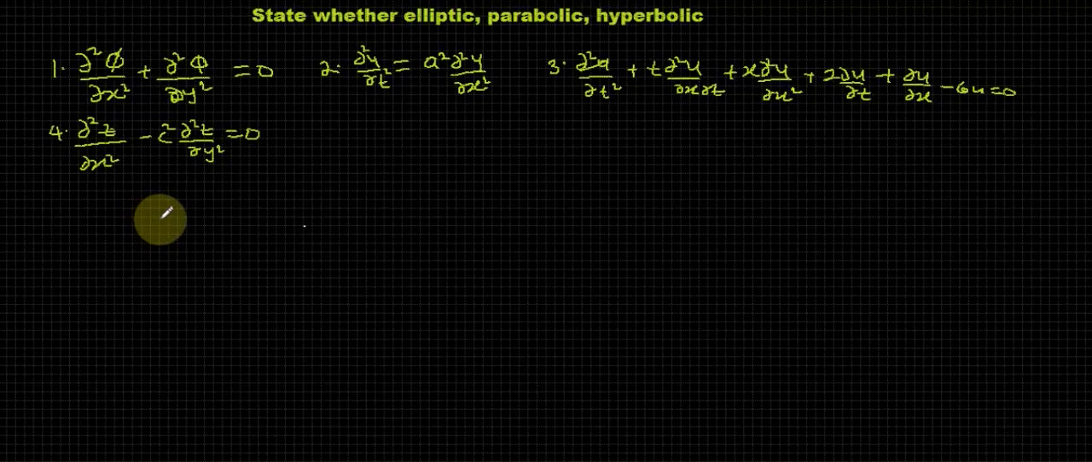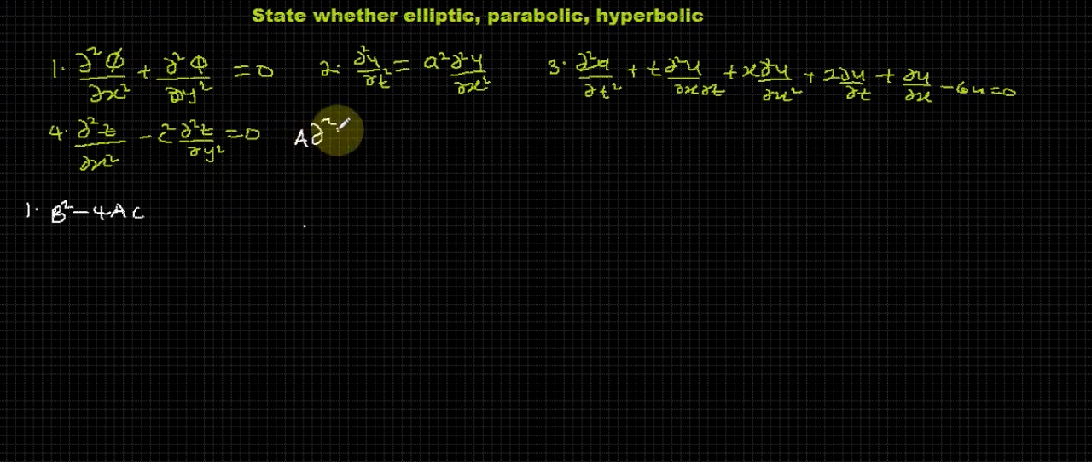In this video, we are to state whether these second order PDEs are parabolic, hyperbolic, or elliptic. To start with, number 1 here, we have ∂²φ/∂x² + ∂²φ/∂y² = 0. Remember our formula, which is b² − 4ac. Now let's also consider this illustration for a typical second order PDE.